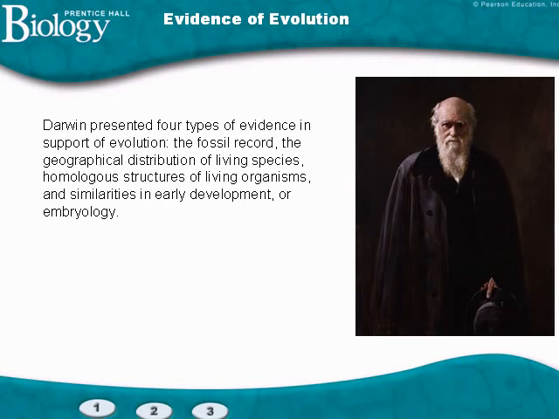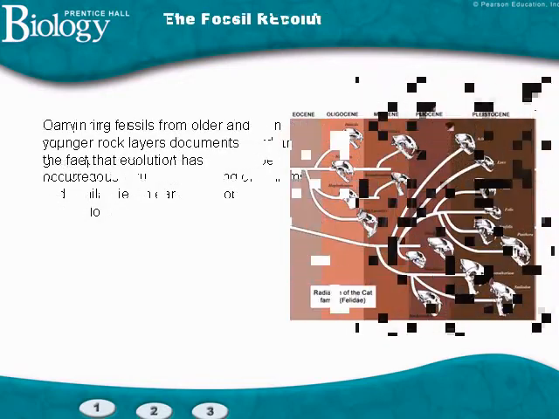So Darwin presented four types of evidence to back up these theories, and they were the fossil record, geographical distribution of living species, homologous structures of living organisms, and the similarities in early development, or embryology.